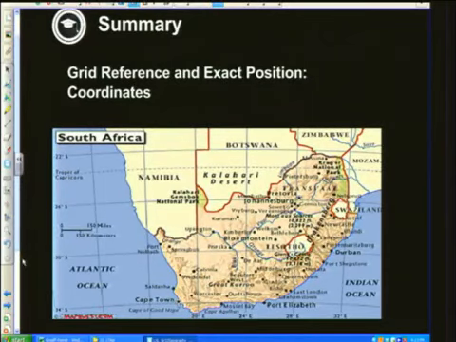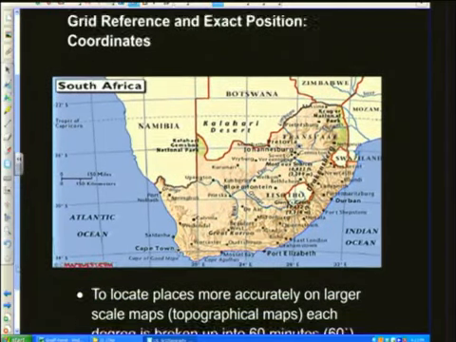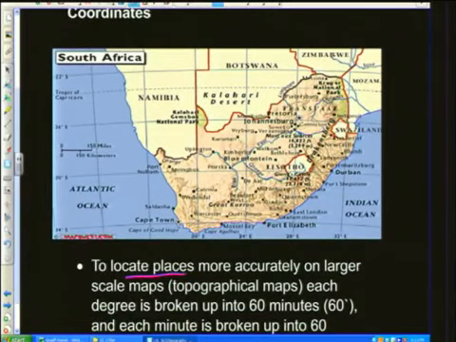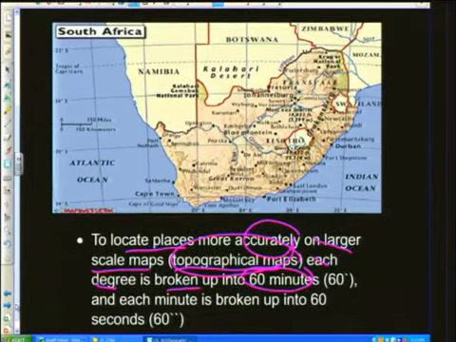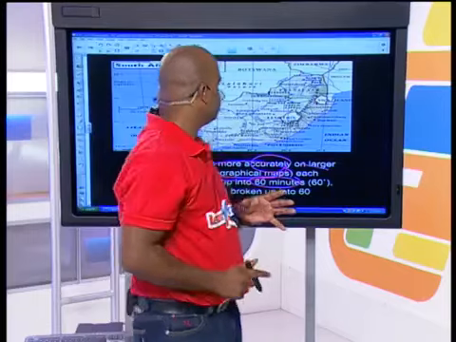Let's look closely at South Africa. To locate places more accurately on larger scale maps, which we refer to as topographical maps, each degree is broken up into 60 minutes, and each minute is broken up into 60 seconds. Let's try and understand that better.